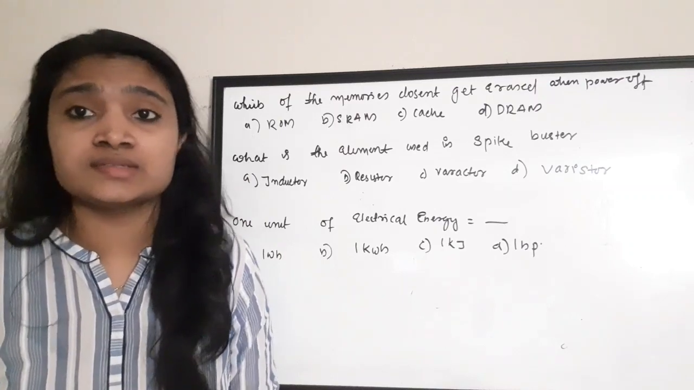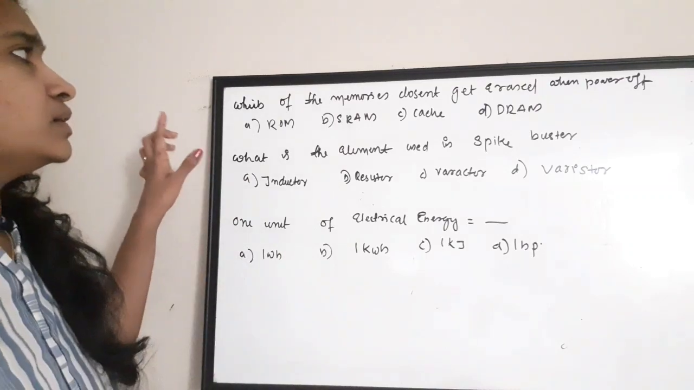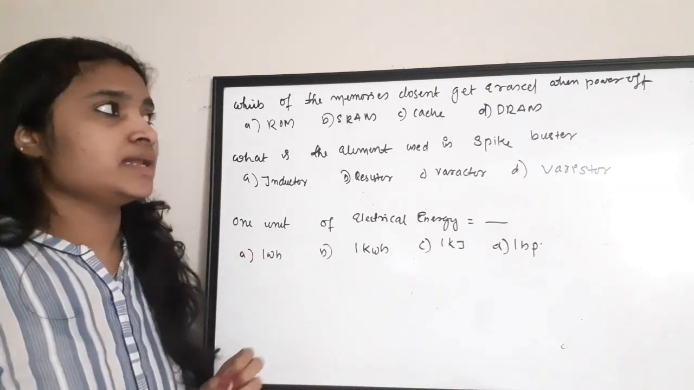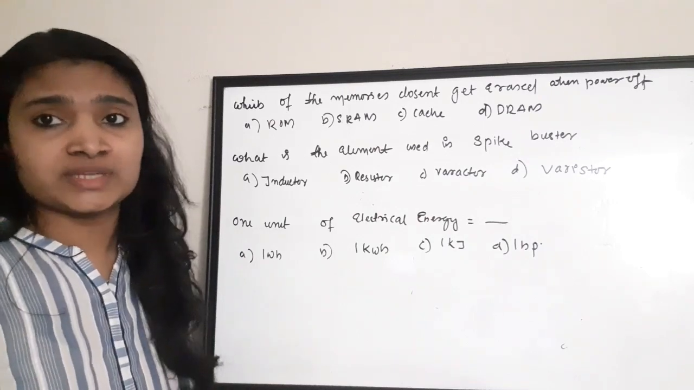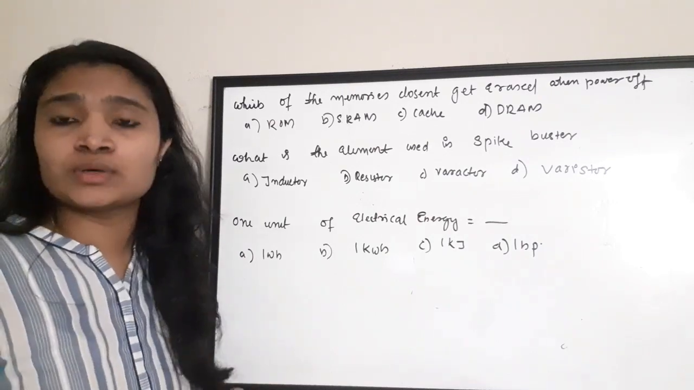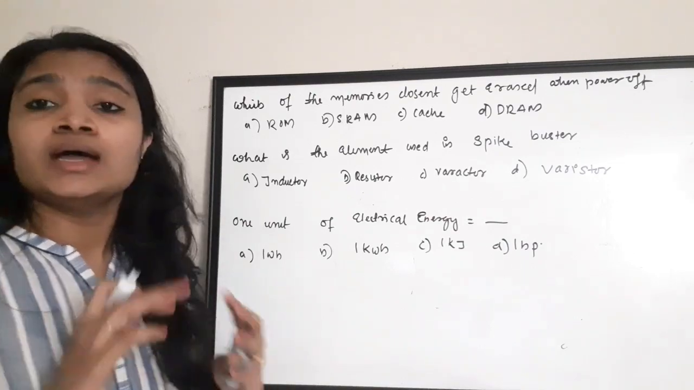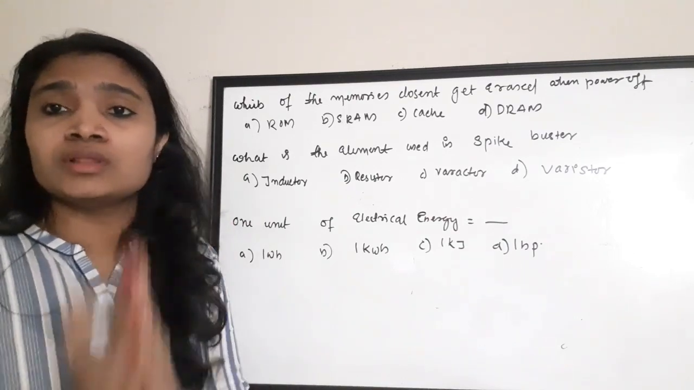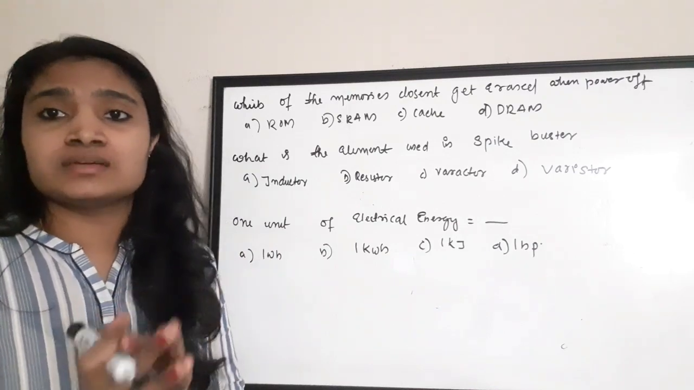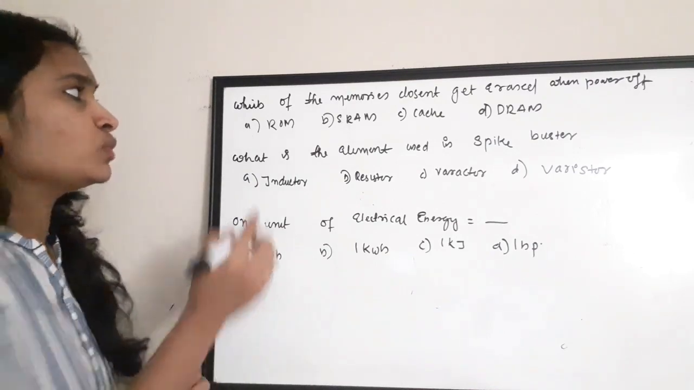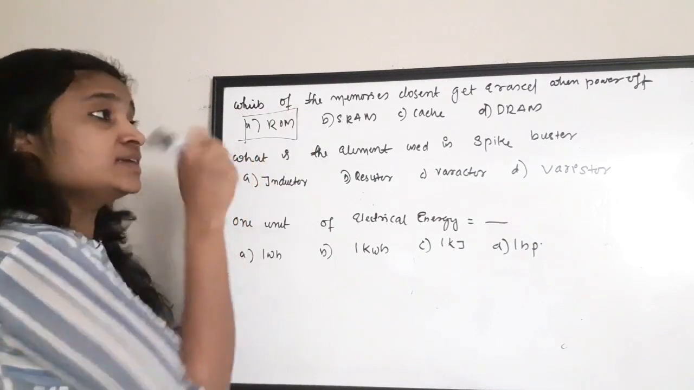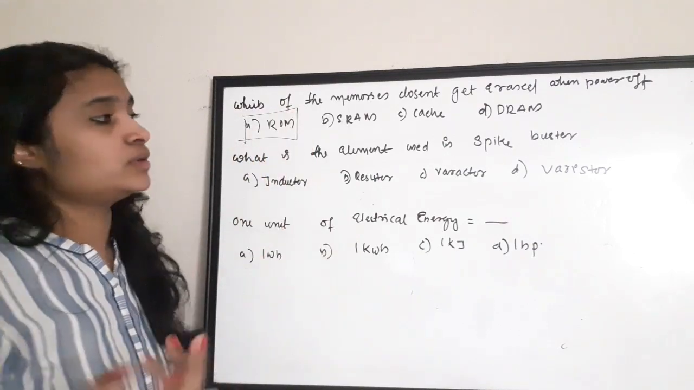The next question is this. Which of the memories doesn't get erased when power off? It is a very simple question, right? What is the memory which doesn't get erased when power off? It is ROM, read-only memory. In that memory, we store all the important contents of the system, files and everything. So it is the ROM which doesn't get erased even if powered off.